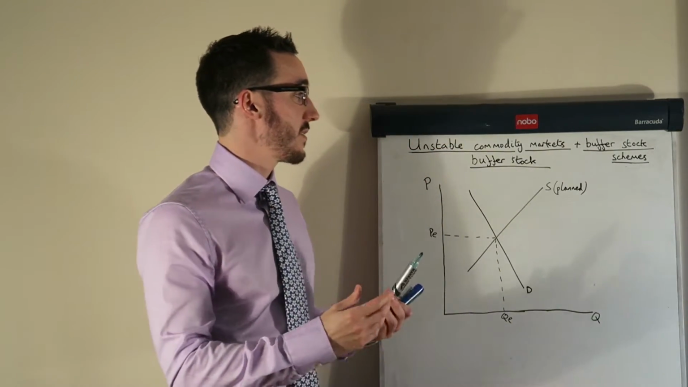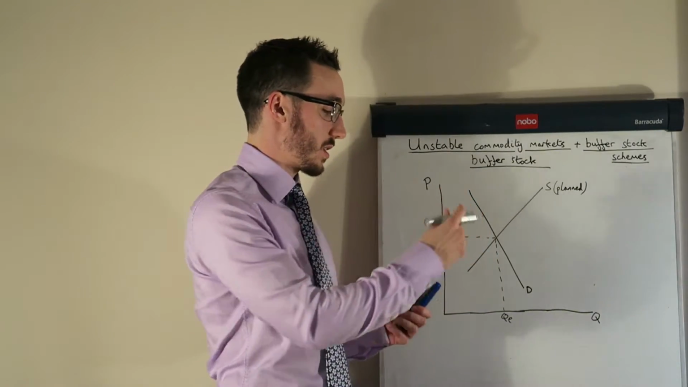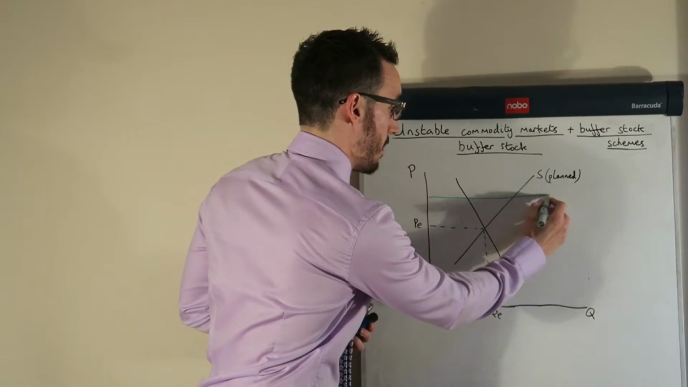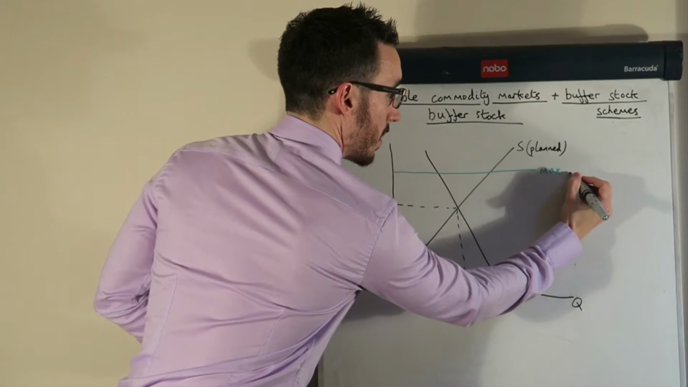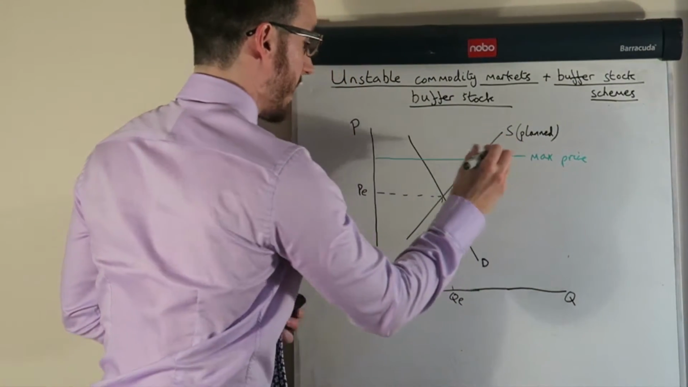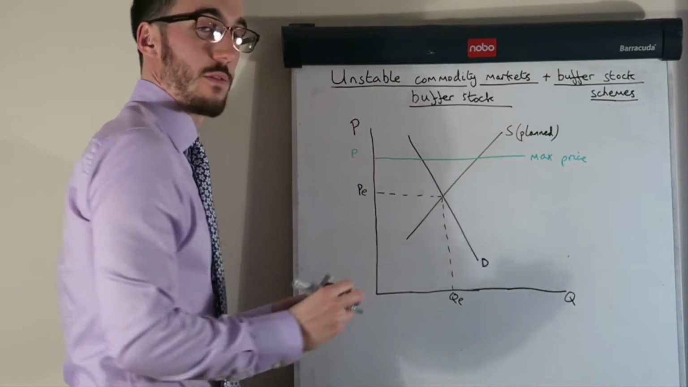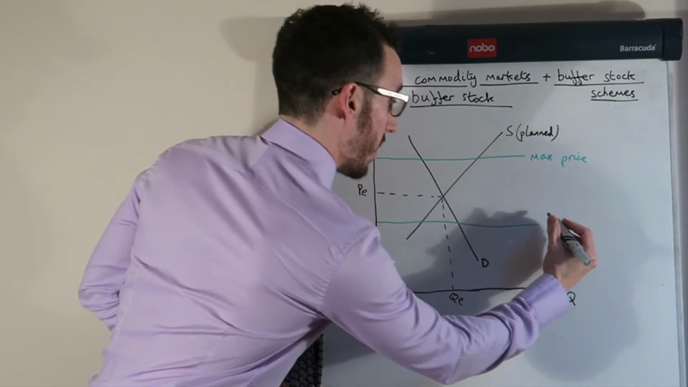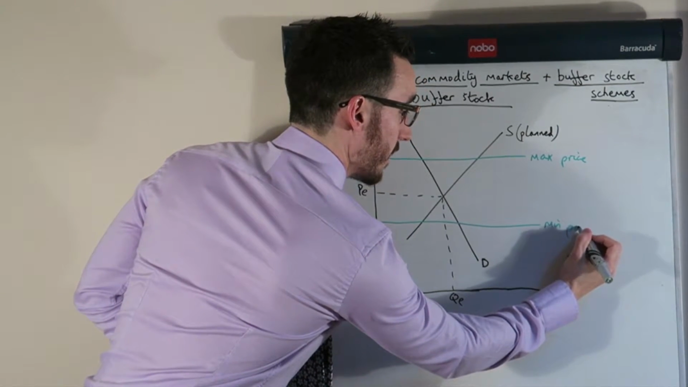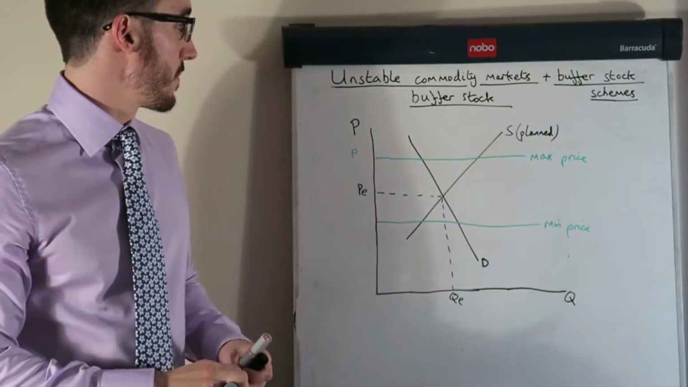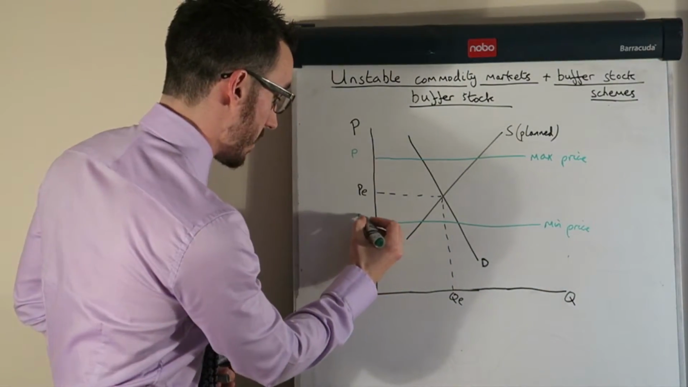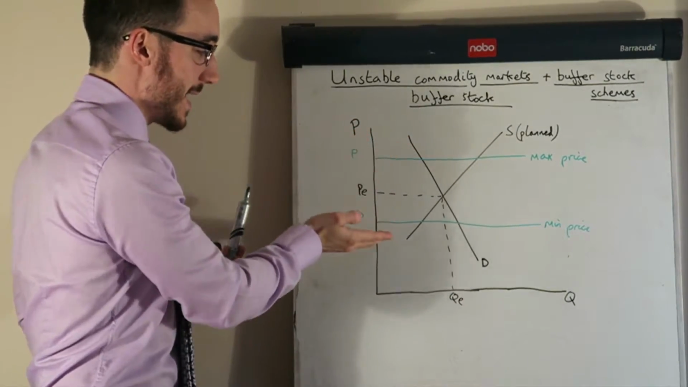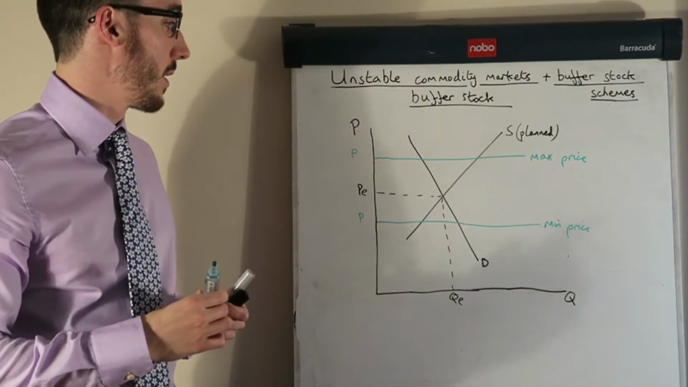So the government will intervene using a buffer stock scheme. So they will say, right, well, this is the maximum price that we are happy for the price to go to. And this is the minimum price that we are happy for it to go to. So again, let's call this wheat. We have a price here. The government says any more than that, that's bad. Any less than that is also bad as a whole.